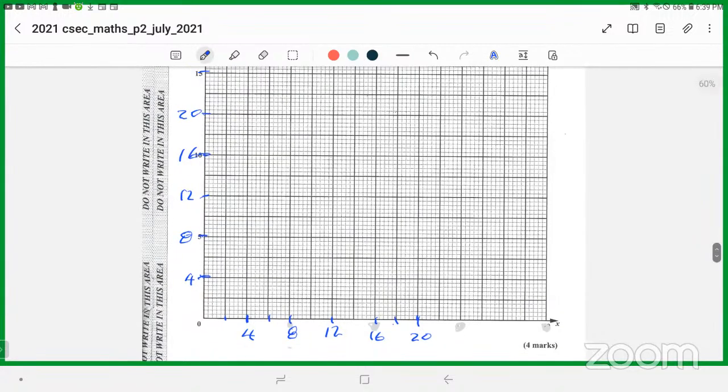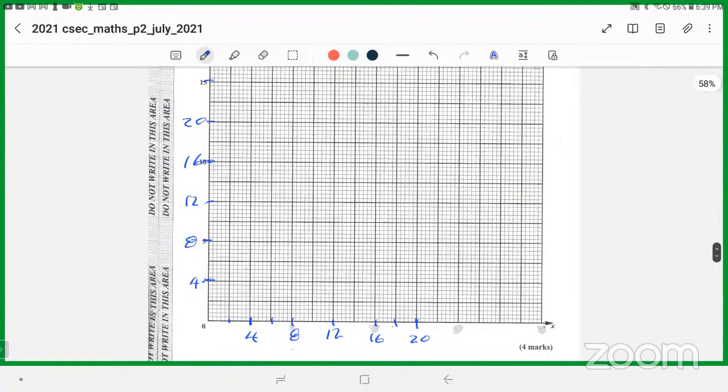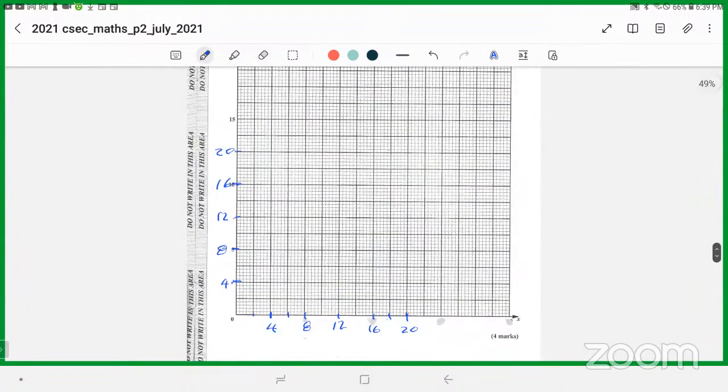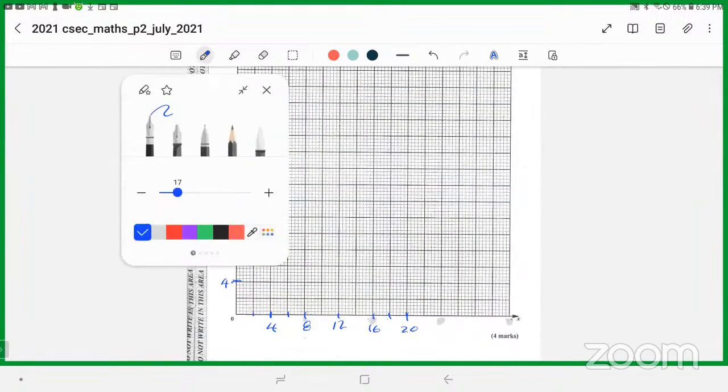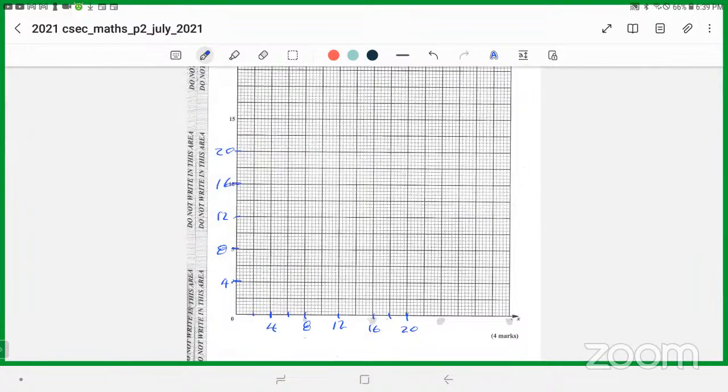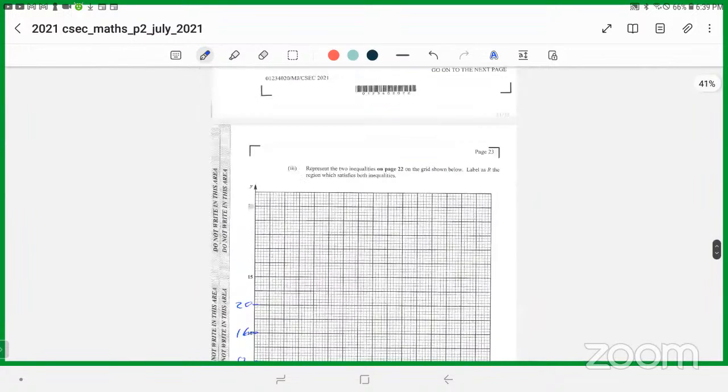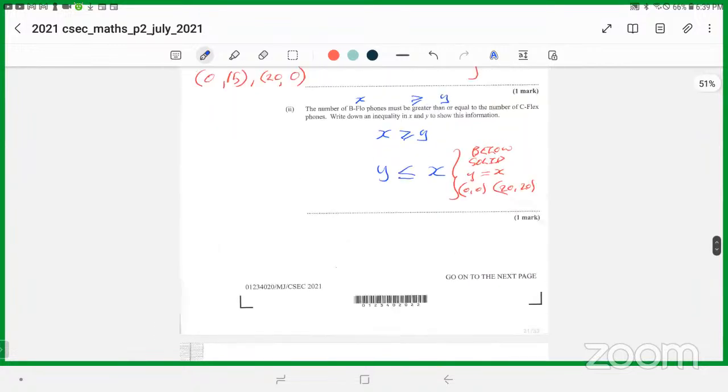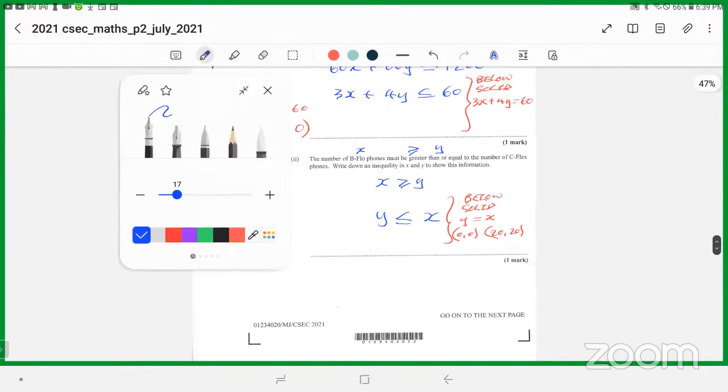All right? So I'm going to use that, because the scale that they give us is kind of messed up. All right? I'm going to put on the points now. So first one is y equals x. Let's put on this one first, the easy one.